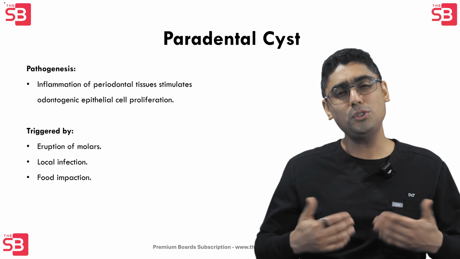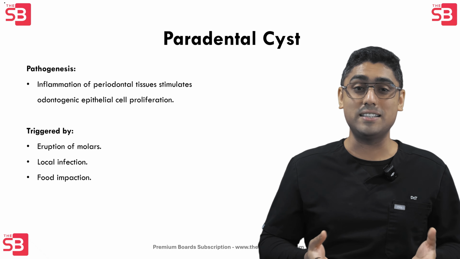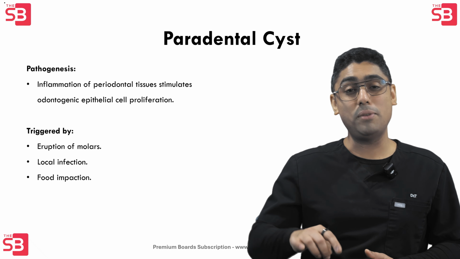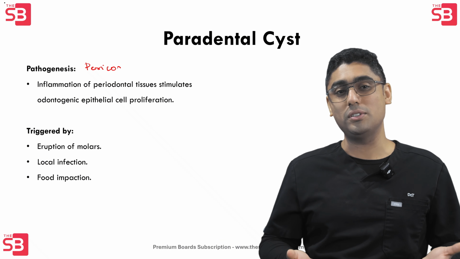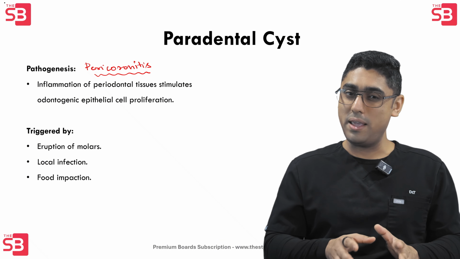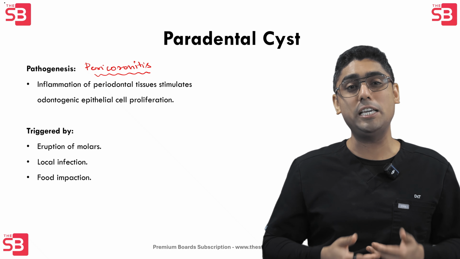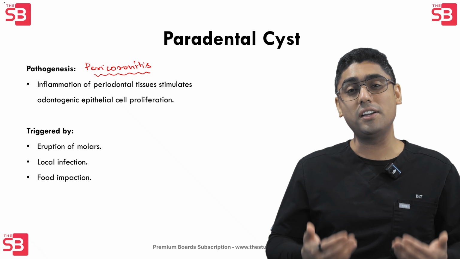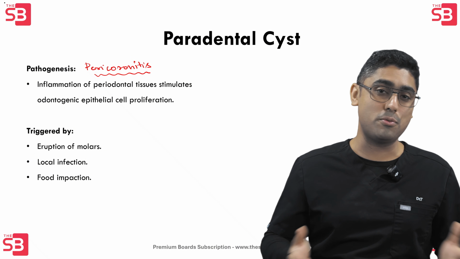Let's move into the pathogenesis of paradental cyst. This process usually starts with pericoronitis, that is the inflammation of gingiva happening around a partially erupted wisdom tooth. Now, when the food or debris is getting trapped in that tight space, it causes chronic irritation, which keeps the area inflamed and triggers those epithelial cells to start proliferating.